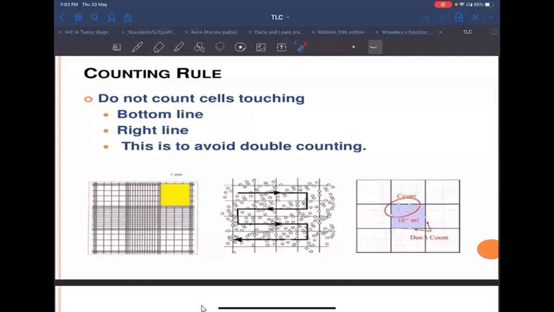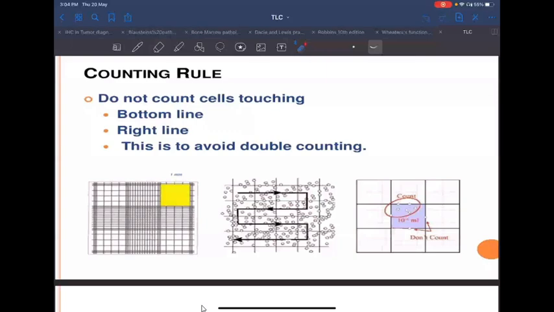Let's magnify this. This is the magnified version. If the cells are present on the bottom line or right line, these are not counted. If the cells are touching this or this, or are completely present in this small square, then only these are counted. We start from left to right, then go downwards and again start from right to left. In this manner, we keep on counting the cells.